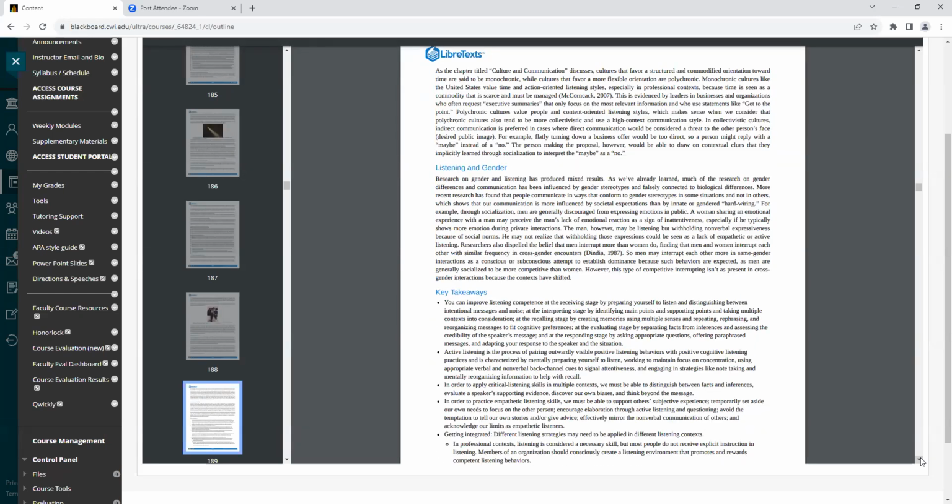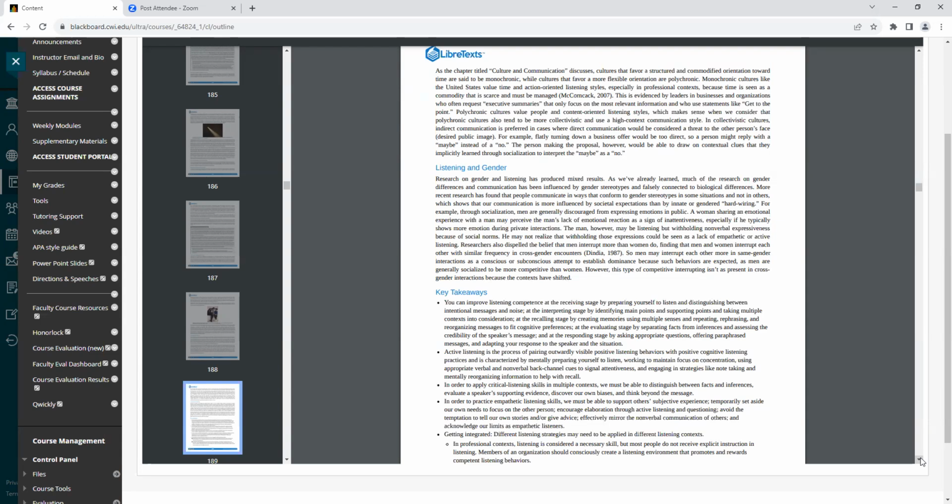As the chapter titled Culture and Communication discusses, cultures that favor a structured and commodified orientation toward time are said to be monochronic, while cultures that favor a more flexible orientation are polychronic. Monochronic cultures like the United States value time and action-oriented listening styles, especially in professional contexts, because time is seen as a commodity that is scarce and must be managed. This is evidenced by leaders in business and organizations who often request executive summaries that only focus on the most relevant information, who use statements like, get to the point.